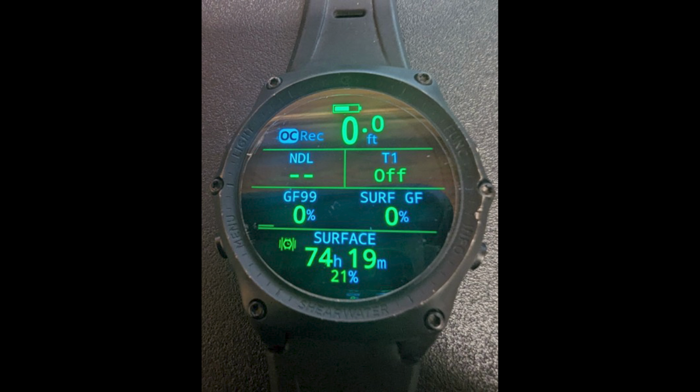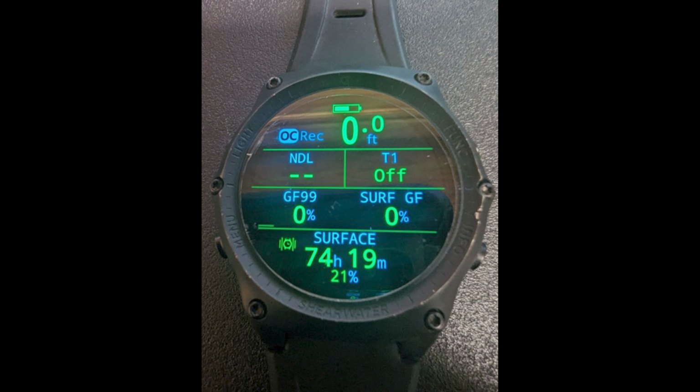My computer came set up with a conservatism setting of 40/85. This means my NDL limits are calculated so that at any time I ascend to the surface, I will have a GF99 value of 85% or less once I surface. The 40% GF is used to determine the depth of my mandatory stop for a deco dive.